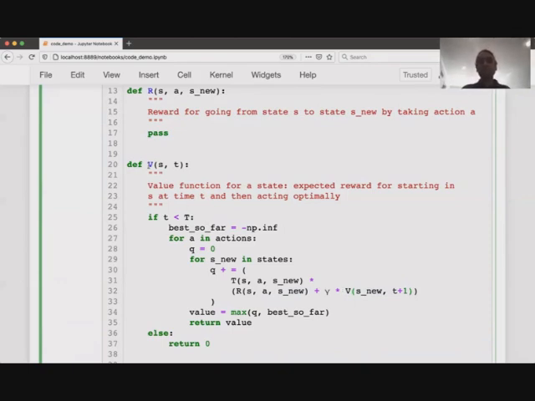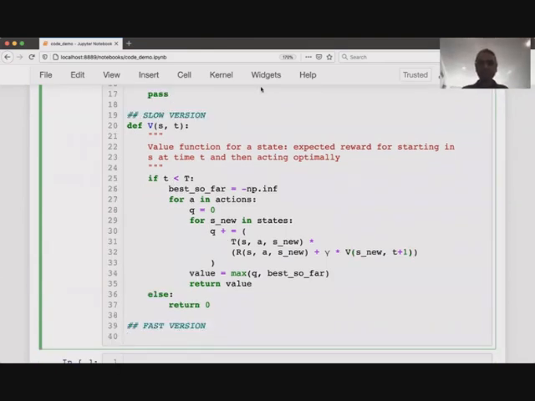Doing it this way, we start at t equals 0 and just add in the next thing. But it turns out that if we start at t equals T and work our way backwards, we can do things a lot more efficiently. And that's what we'll do in the next video.